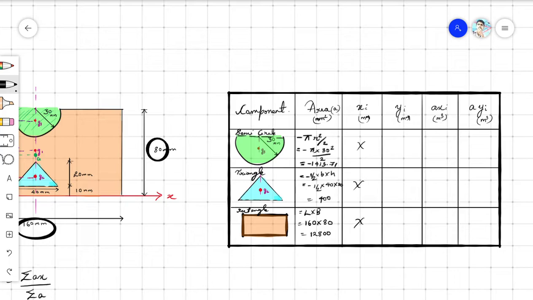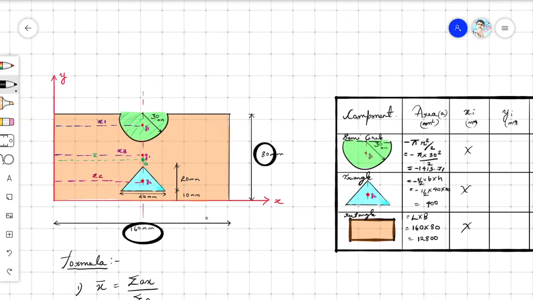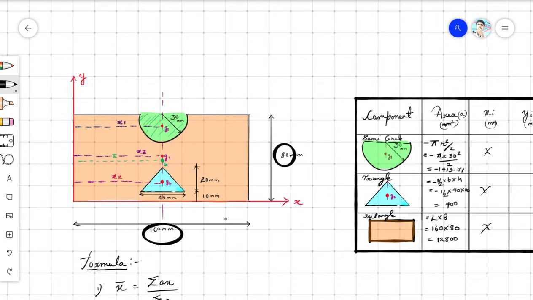You can calculate by yourself. If you've seen all the other videos, now you will be able to find x1, x2, x3. It will be very easy to find, because the x3 value is 160 by 2. What is the value of x2? It is also lying at the center, right? It is 160 by 2.